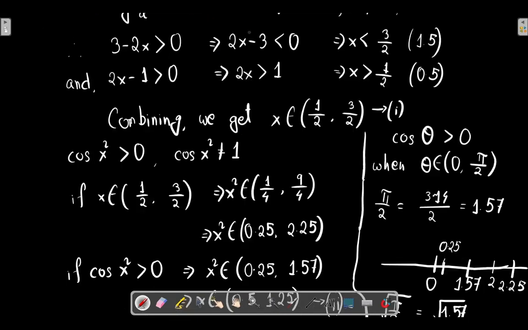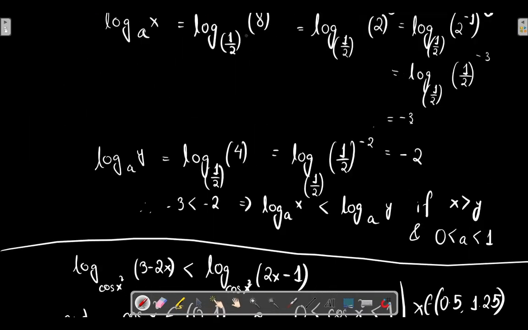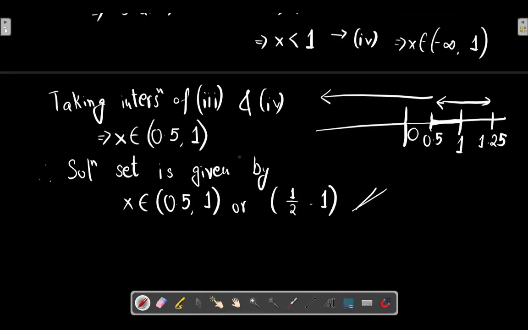So this is it. It is already a bit lengthy sum. So the final answer is x lies in the range of half to 1, or 0.5 to 1 open interval. So this is the final answer.